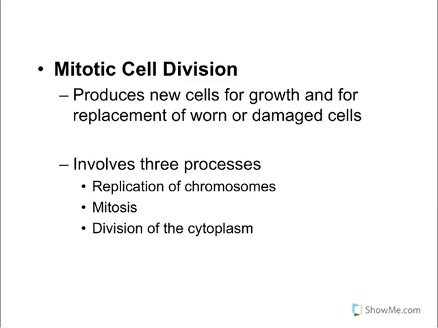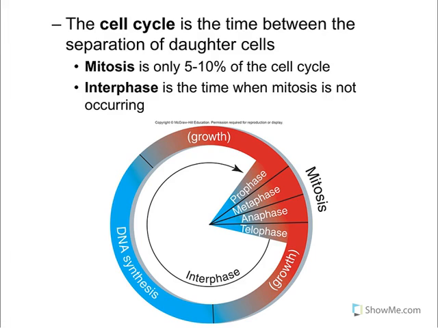So mitotic cell division is what happens. Here's your function: it produces new cells for growth. It's replacing worn and damaged cells. Like I said, when those skin cells die, new skin cells need to come in their place. So there's three processes, three parts to this. We're going to have replication, making that physical copy of the chromosomes, the mitosis, the division, and then the division of the cytoplasm. So let's take a look at each part.